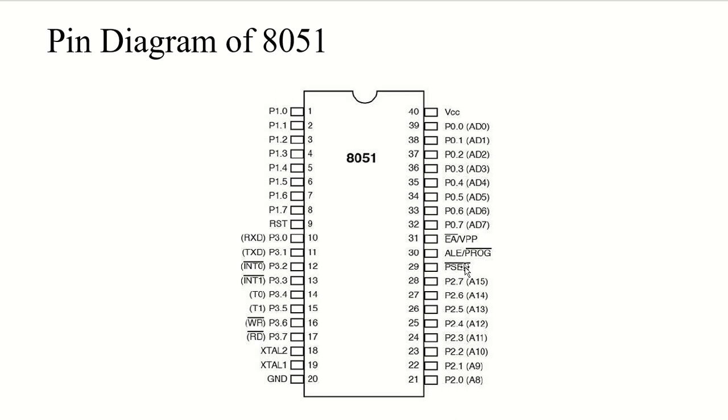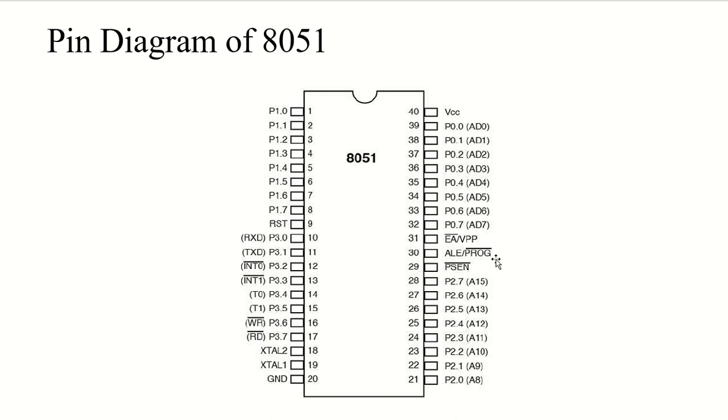Then we have pin number 30, which is ALE, and pin 31 is the EA pin. ALE stands for address latch enable, and is used for demultiplexing the address data signal of the port. Pin 31 is the EA pin, which stands for external access input, and is used for enabling or disabling the external memory interfacing. If you want to enable or disable the external memory interface, then you are going to use the EA/VPP pin.